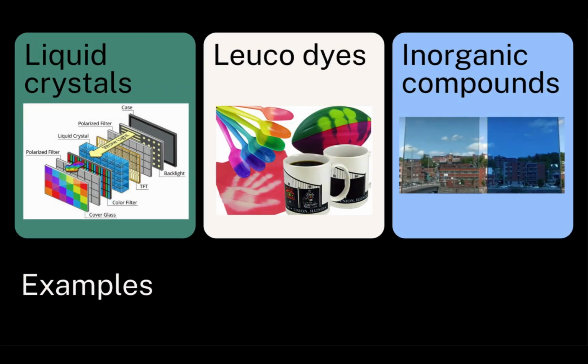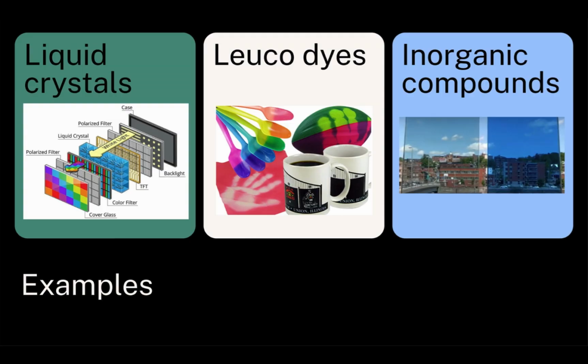Here are some examples of the different materials being used for thermochromic products. Again, liquid crystals can range through the whole spectrum of visible colors, and the response colors are very specific to temperature. So one popular use that a lot of us have seen are in liquid crystal displays, which are common in TVs, computer monitors, phones, and similar products.